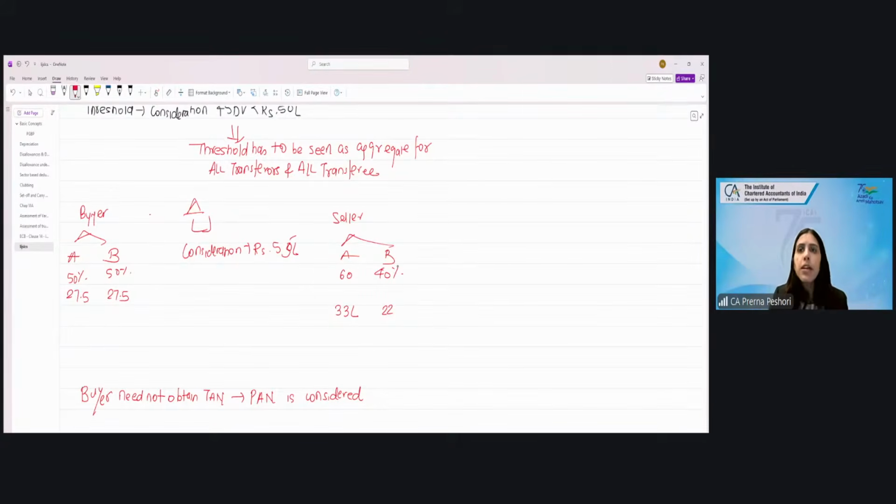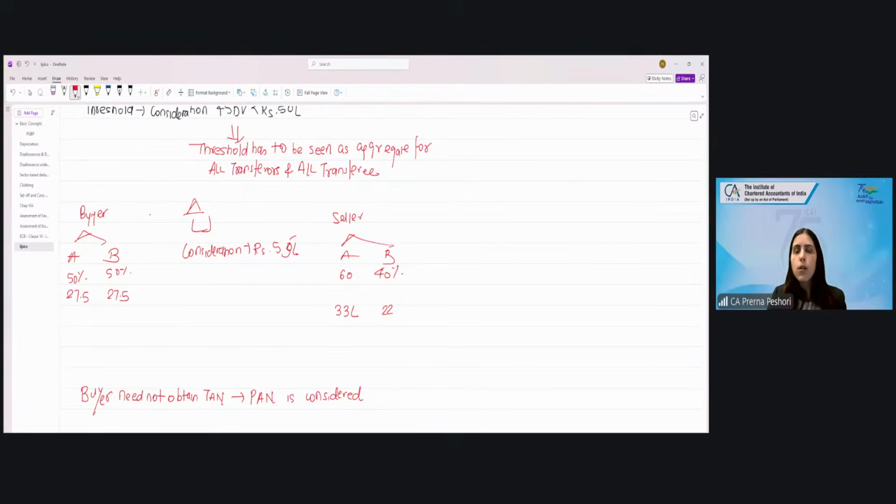Here also, the buyer need not obtain TAN. There is no requirement to obtain TAN in this particular case. What is the timing of deduction? At the time of the credit or at the time of payment, whichever is earlier. Now, the consideration will include all the charges, the club membership fee, car parking fee, electricity, water facility, maintenance, any charges which are incidental to the transfer of immovable property.